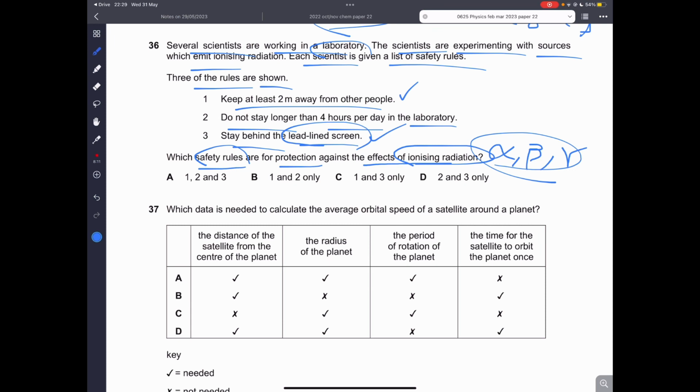Rule 2 says that do not stay longer than 4 hours per day in the laboratory. Yes, this can minimize your exposure time. And so exposure time is a very important factor when it comes to safety. So this is also correct.